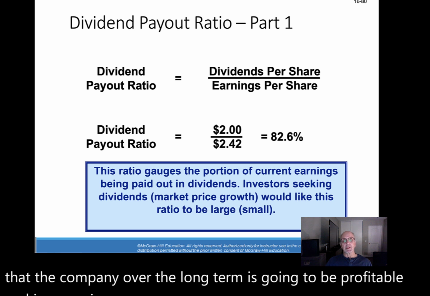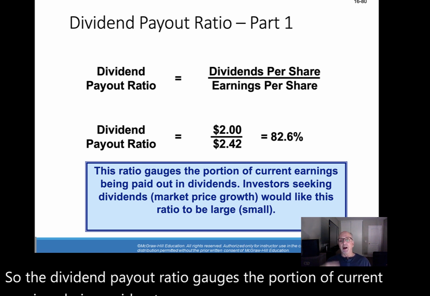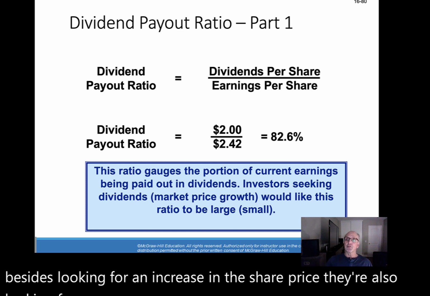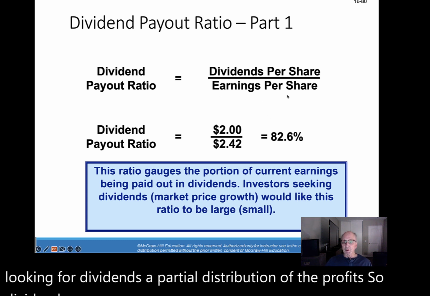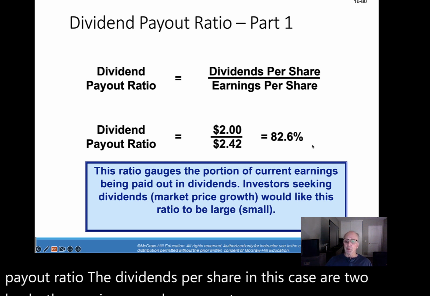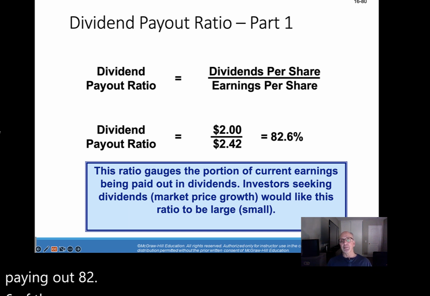Dividend payout. So the dividend payout ratio gauges the portion of current earnings being paid out in dividends. Obviously, investors, besides looking for an increase in the share price, they're also looking for dividends, a partial distribution of the profits. So dividends per share divided by earnings per share gives us the payout ratio. The dividends per share in this case are $2. The earnings per share were $2.42, so the company's paying out 82.6% of the earnings as dividends.